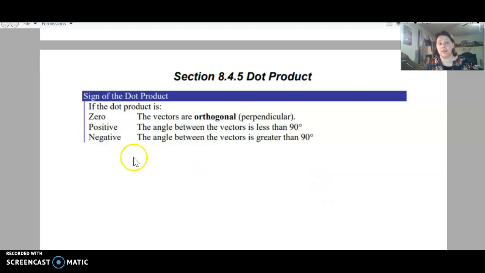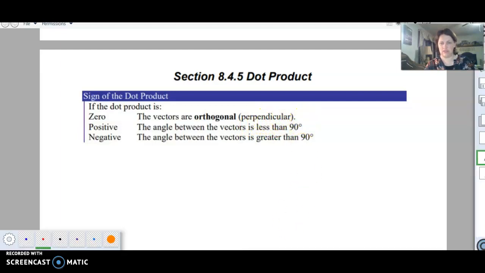Okay, so another thing that you will see them talk about in this section is orthogonal. So what we mean by orthogonal, if two vectors are orthogonal, that means that they are perpendicular to each other, or the angle between those two vectors is equal to 90 degrees. So theta is equal to 90 degrees. That's what orthogonal means. And I will look at an example with that.